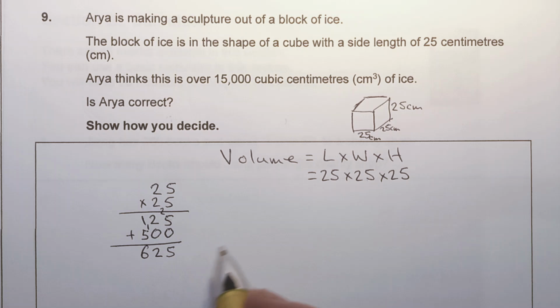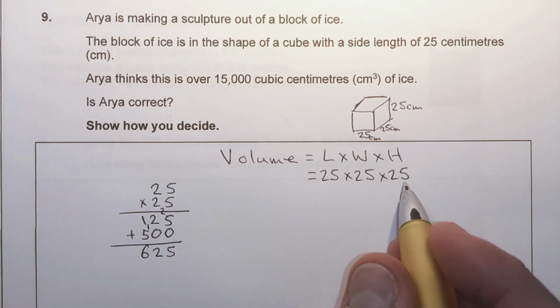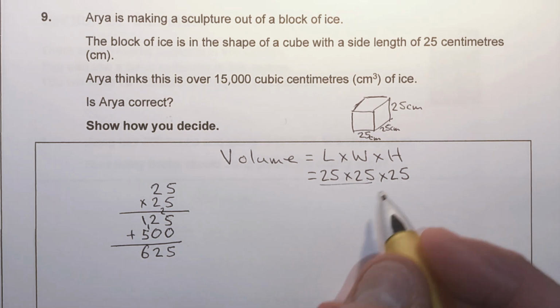What we now need to do is multiply it by another 25. So we've done this bit. We need the extra 25.